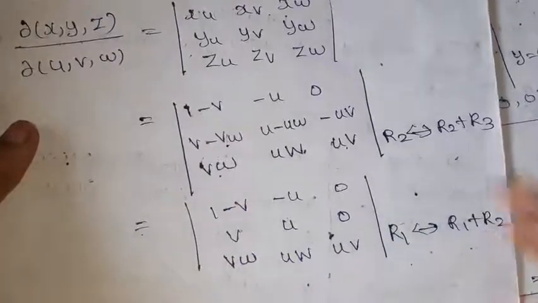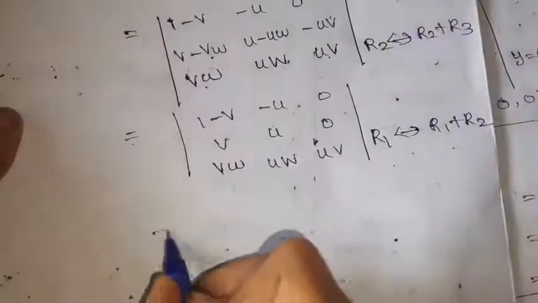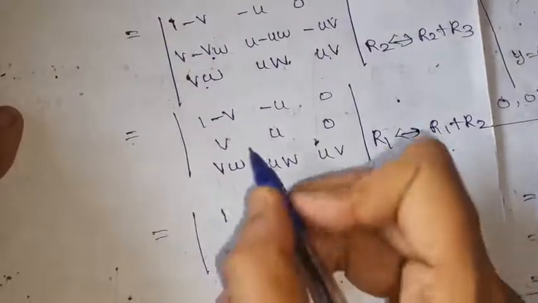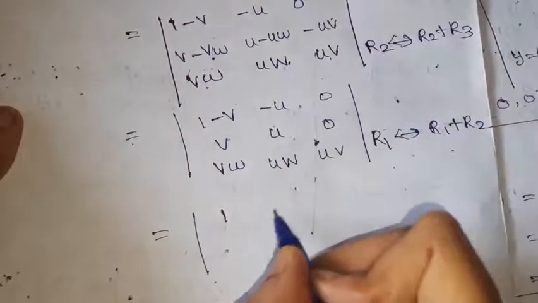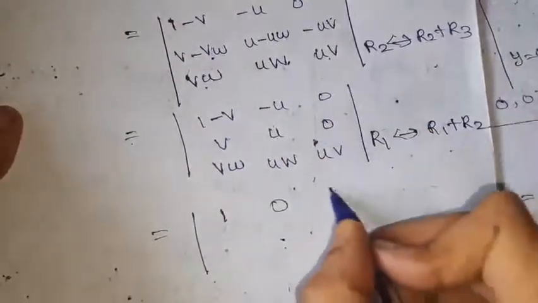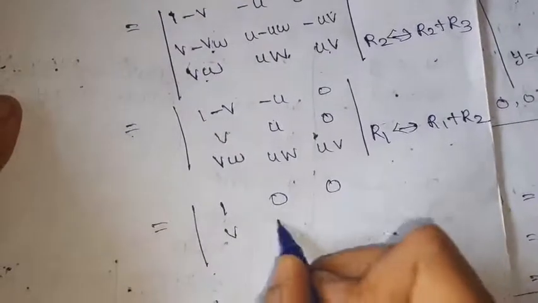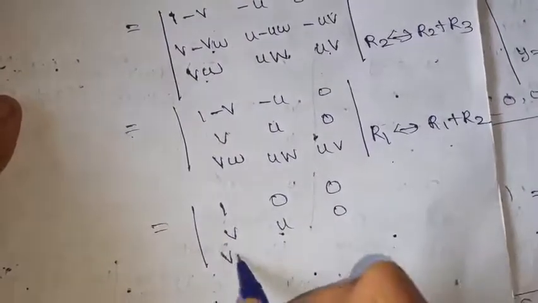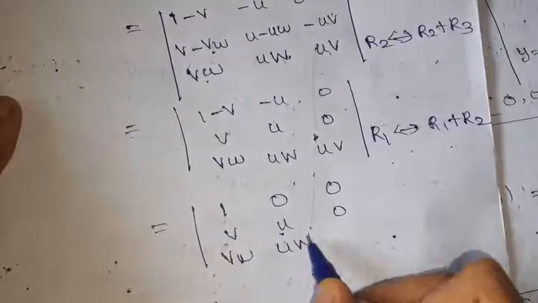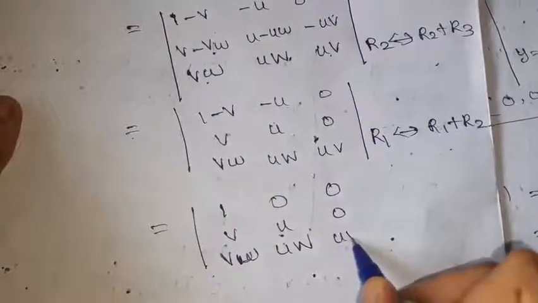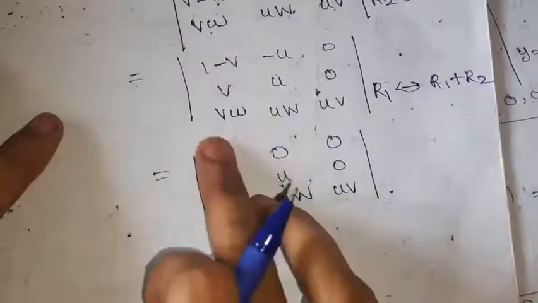This and this get cancelled, we will get 0. We can simplify further now. So 1, this and this would get 0. When we add these two, we will get 0. Just copy down row 2 and row 3 as it is: uw, vw, this is uw and uv. So we can simplify this determinant by taking this row and column only.